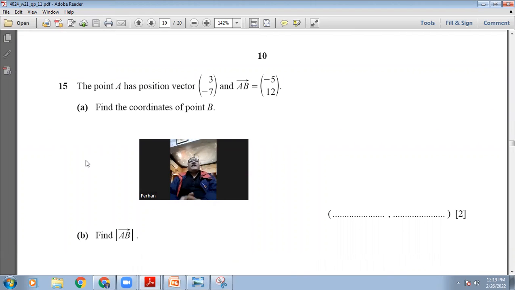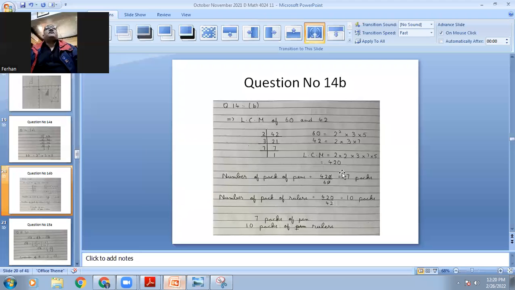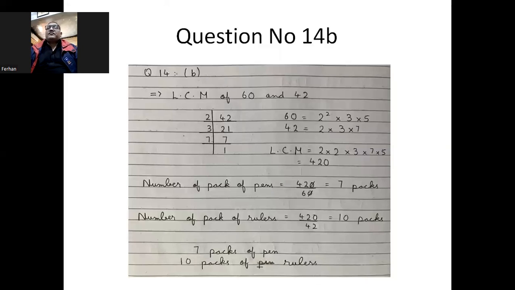It says a point A has a position vector (3, -7), and AB is (-5, 12). Find the coordinates of the point B. Here we will apply the position vector formula. If you have AB, the position vector formula will be OA plus AB equals OB. From there, I will find the value of OB, and that will be the coordinates of the point B. Let me show you.